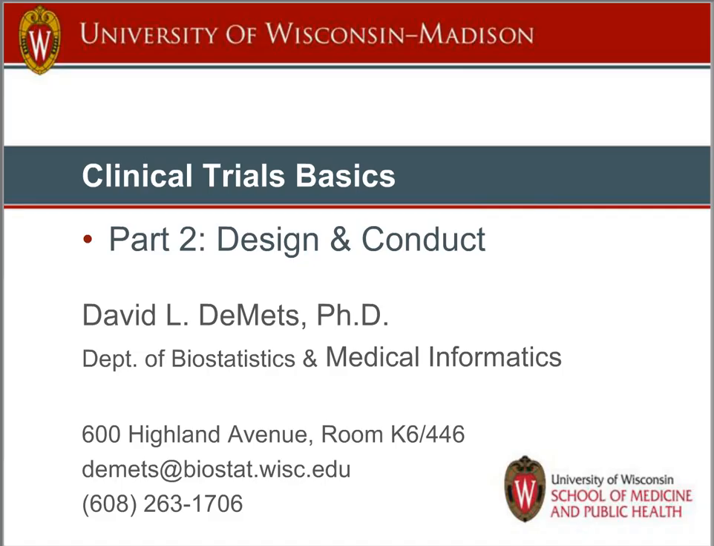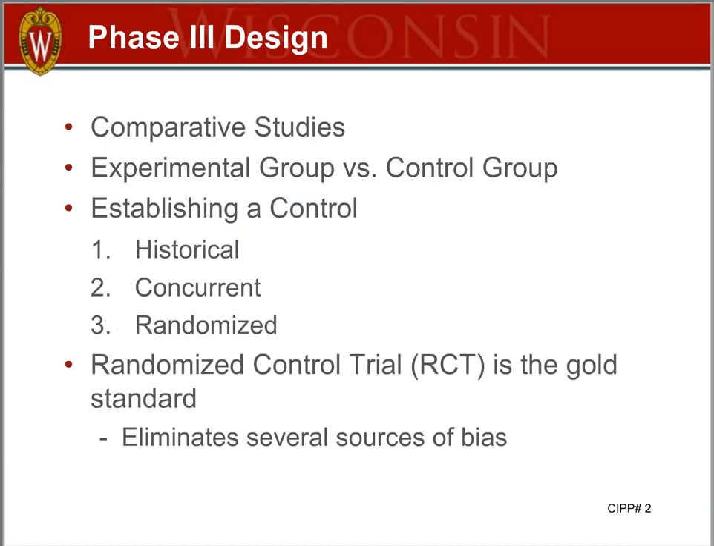Now let's examine some of the designs we actually use in the phase 3 or the comparative study. In phase 3, we've gotten to the point now where we know that the therapy can be given in some range, the patient is able to tolerate it, and that it's active. It does what we think it's supposed to do in terms of its immediate effect. We're going to compare the new therapy, the experimental group, with the control group.